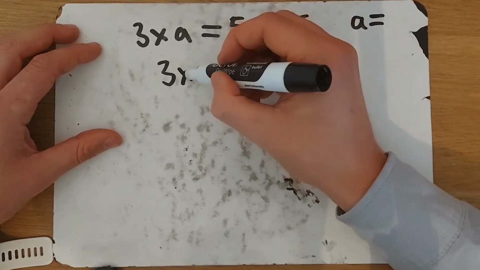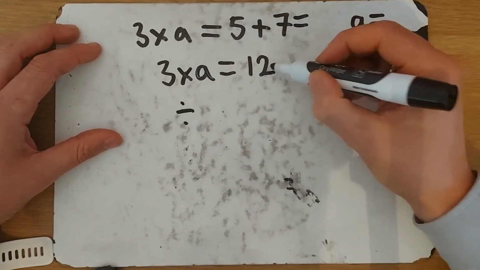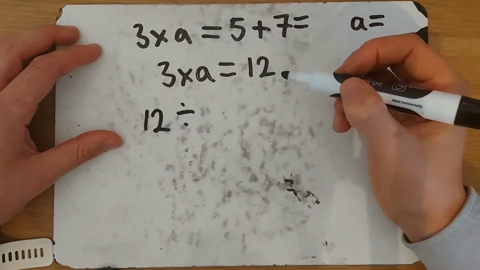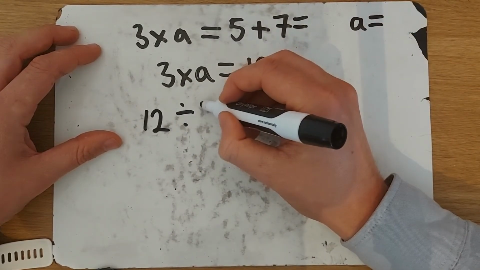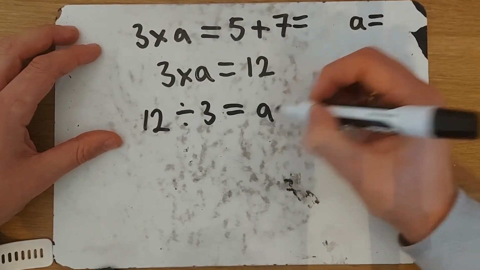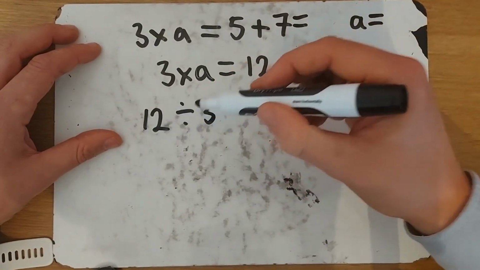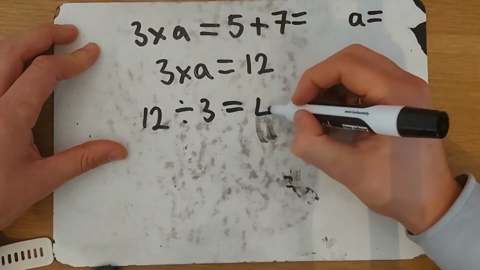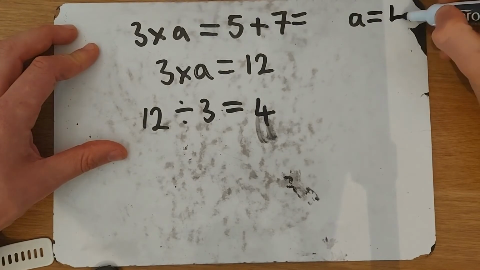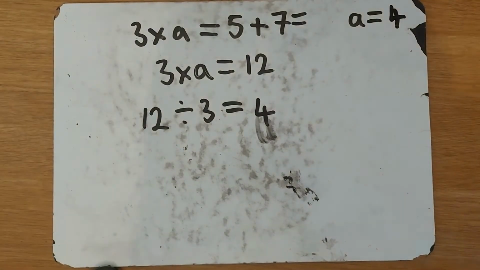I can do the inverse. Right, if it's multiply, it's divide. I know that that answer goes there. If I'm doing my fact family for that, I know that I'll do that. And then I'm trying to find out the value of A. 12 divided by 3 would be 4. So the value of A here is 4, okay?